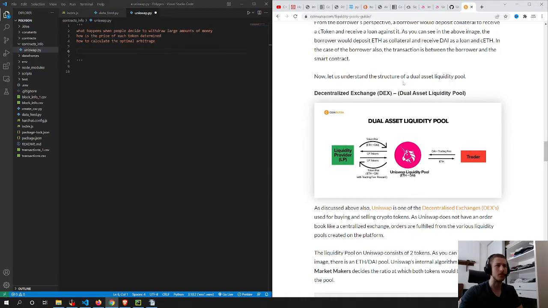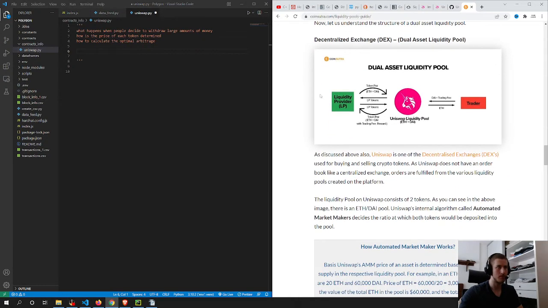Now let's understand the structure of a dual asset liquidity pool. Also, Uniswap also allows lending. Interesting. The liquidity provider, token pair, LP tokens, token pair, DAI trading plus trading fees, ETH. So it works like a bank, a decentralized bank, where you have people putting money and then people use that money to leverage.